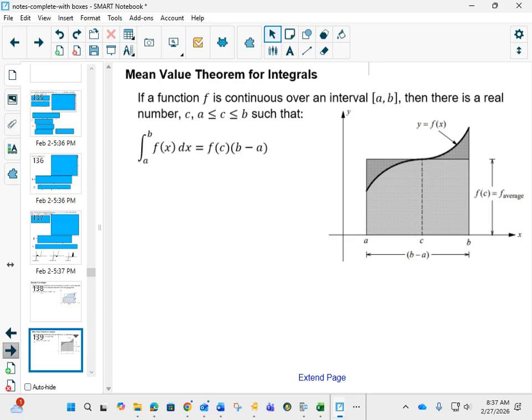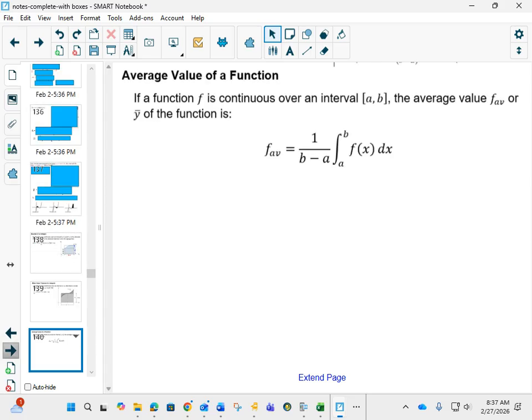And if we just take this formula and divide both sides by B minus A, that point where the area is perfect is actually the average of the function between those 2 points. Which is kind of like if you wrote 10 tests and I asked you to find your average, you would add all 10 up and divide by 10.